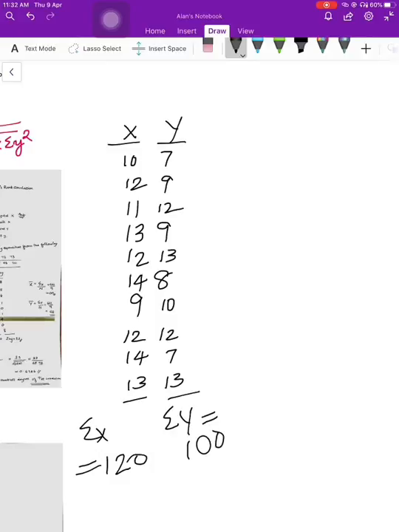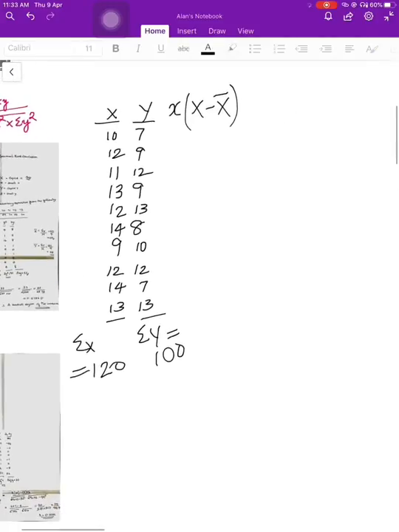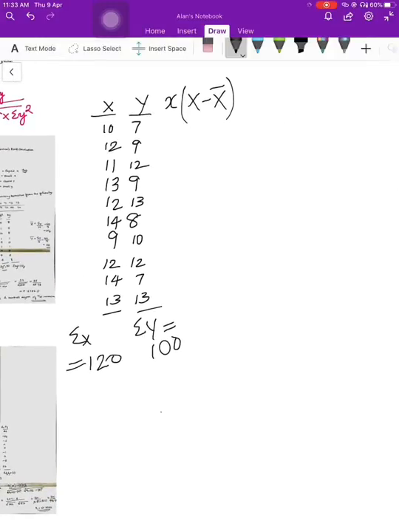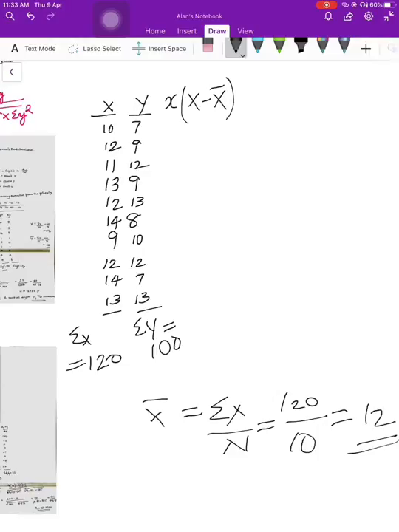Once we are done with this step, what is the next one? We have to identify small x, that is x minus x bar. To identify x bar, what is the step we have to do? x bar is equal to sigma x by n. Sigma x is already considered as 120, divided by the value of n here. n is 10, you are just counting the total number of x, so that is 10. So the value of x bar will be 12, as you can see here.